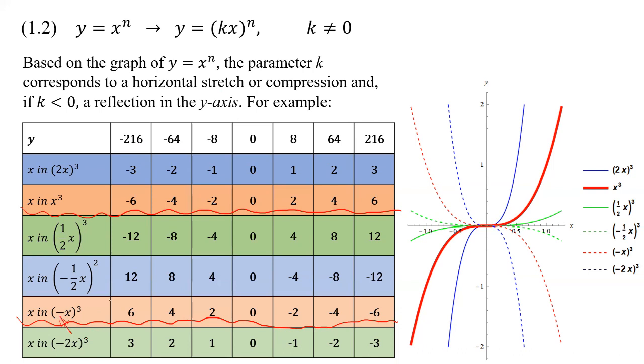In which the x value in the original function becomes the opposite value of x here, right? So that is equivalent to we times a -1 to the original x in the original function, which is equivalent to we just reflect the graph in the y-axis. Understand?